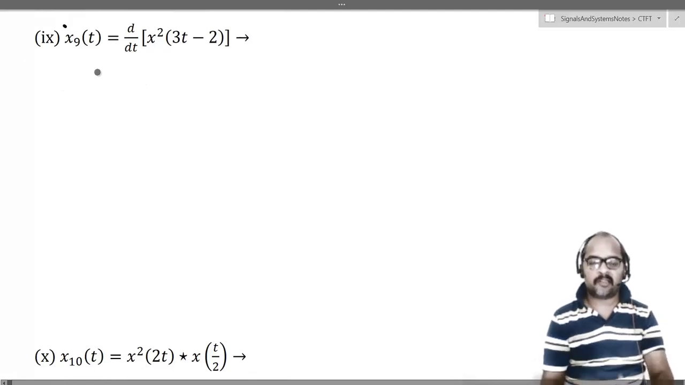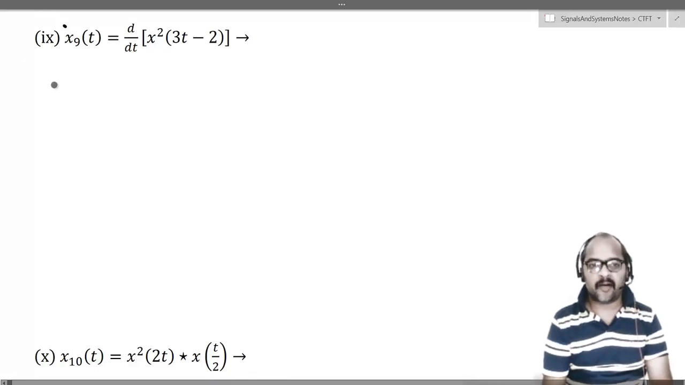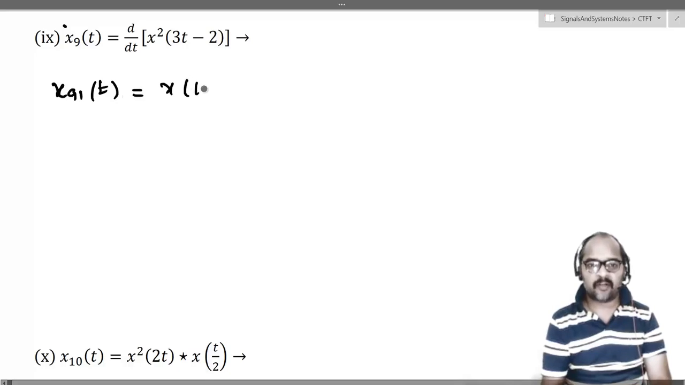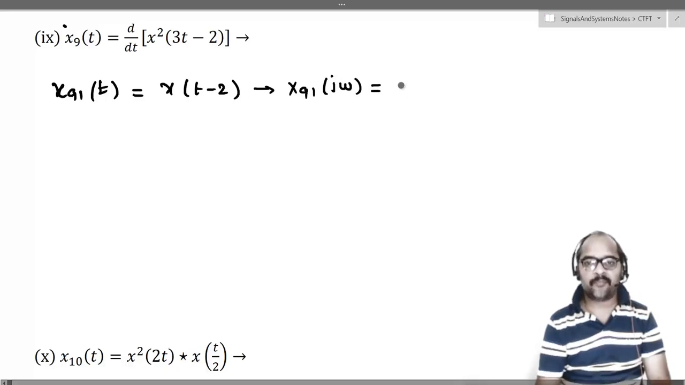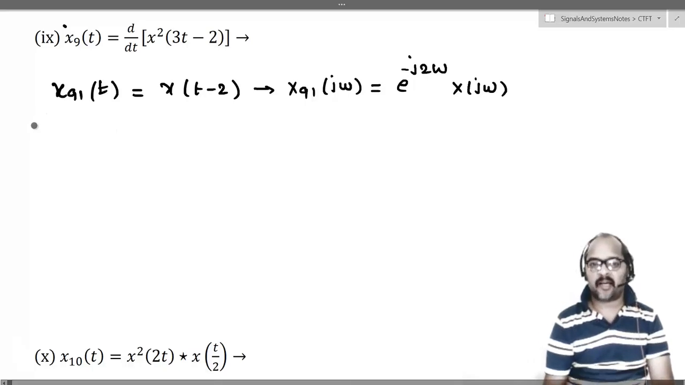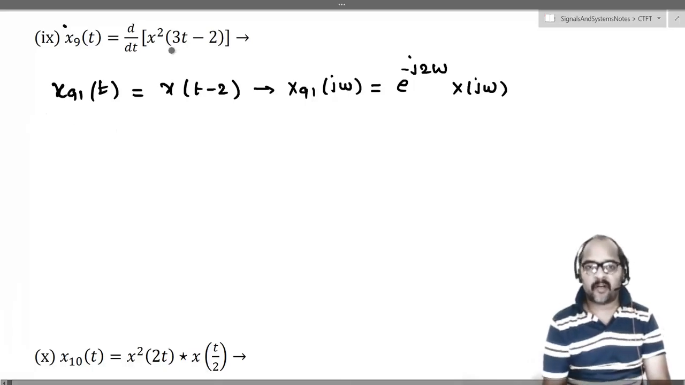Because there are so many operations involved, we have to split. Let us define the first signal as x91 of t, which is x of t minus 2. The first operation is time shifting. This will have x91 of j omega as the Fourier transform. Because of the time shifting property, you will get e power minus j2 omega x of j omega as the Fourier transform.